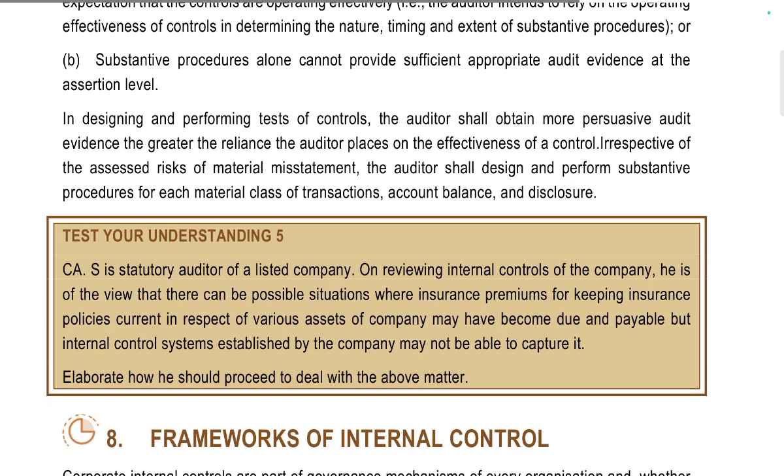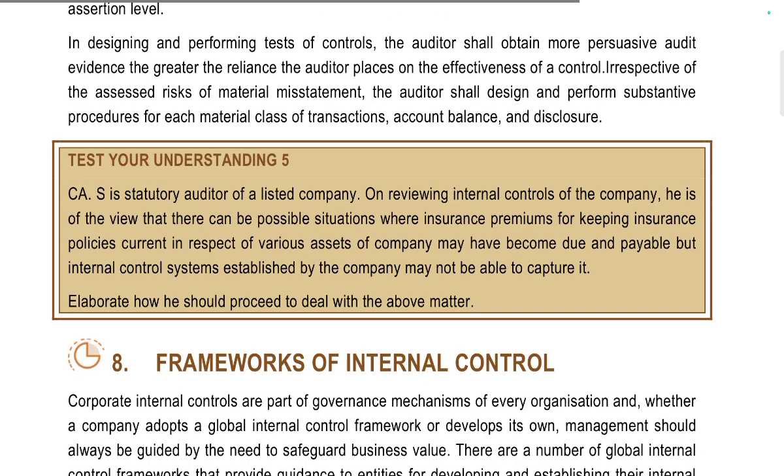In designing and performing tests of controls, the auditor shall obtain more persuasive audit evidence the greater the reliance the auditor places on the effectiveness of a control. Irrespective of the assessed risk of material misstatement, the auditor shall design and perform substantive procedures for each material class of transactions, account balances, and disclosures.